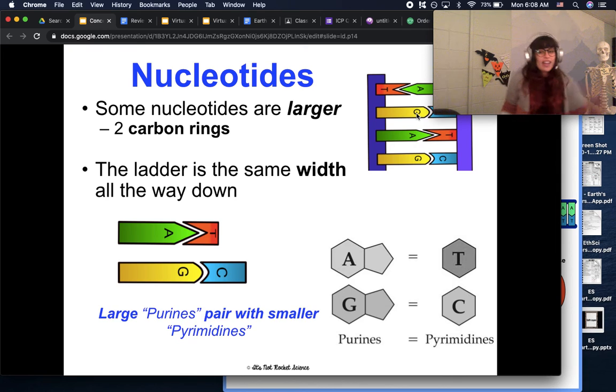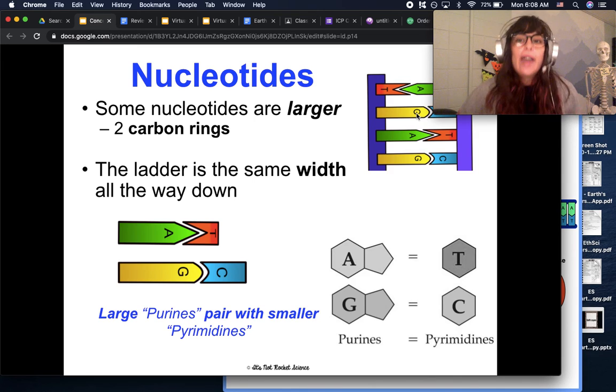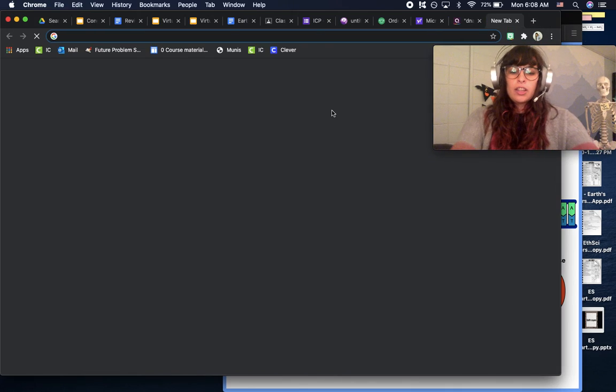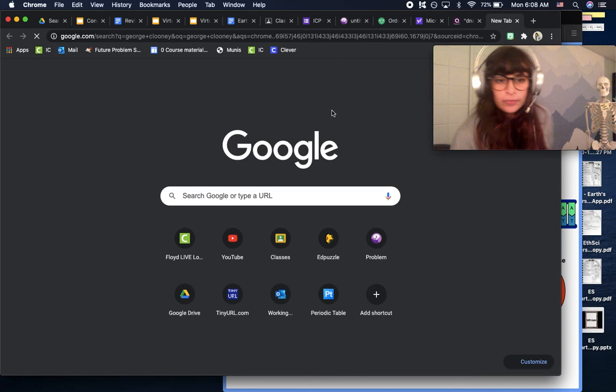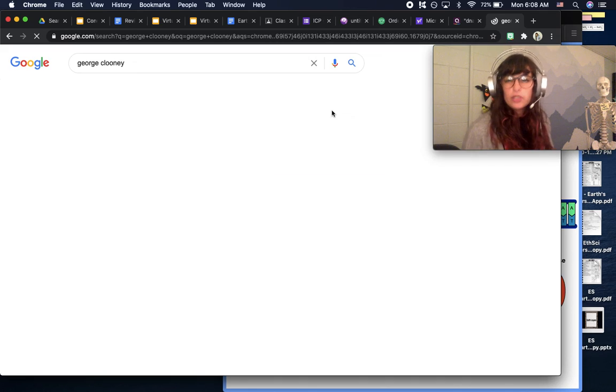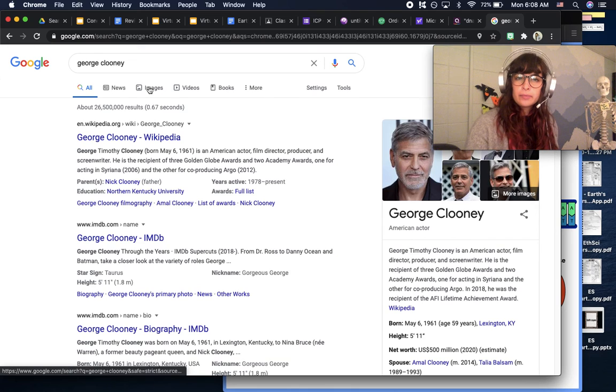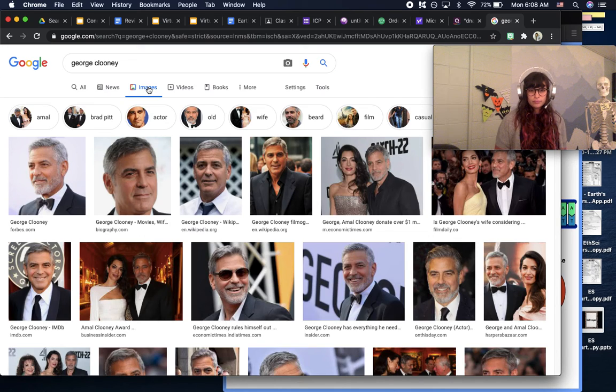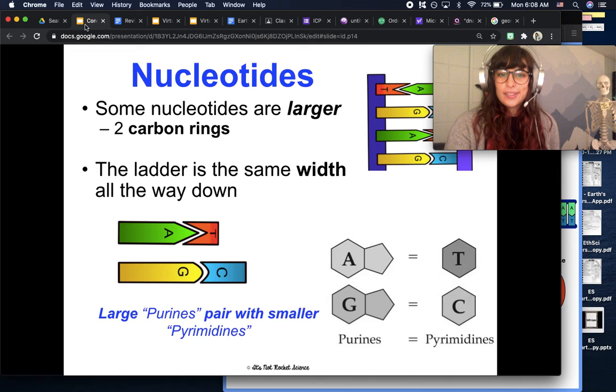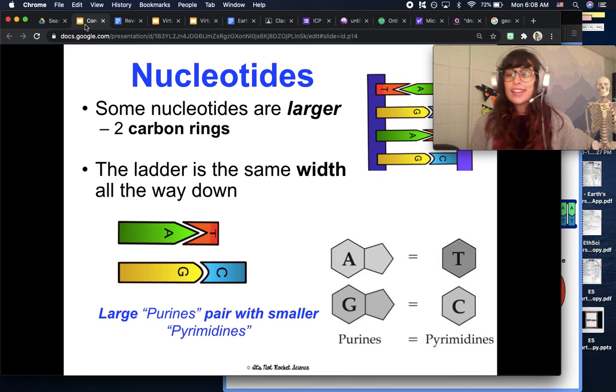The rules are A pairs with T and G pairs with C. Here's how you remember it though. Have you ever seen George Clooney? I'm going to Google image George Clooney so that you can look at him. He's going to come up on the screen, I promise. There he is. Look at George Clooney. And that's how you remember it. ATCG stands for look at George Clooney. Never forget.